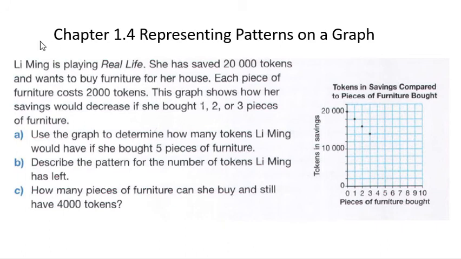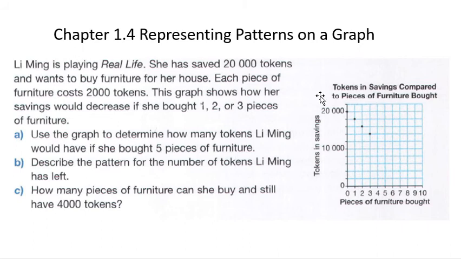Li Ming is playing Real Life. That's a game. She has saved 20,000 tokens and wants to buy furniture for her house. Each piece of furniture costs 2,000 tokens. This graph shows how her savings would decrease if she bought 1, 2, or 3 pieces of furniture. And here's the graph that we're referring to.